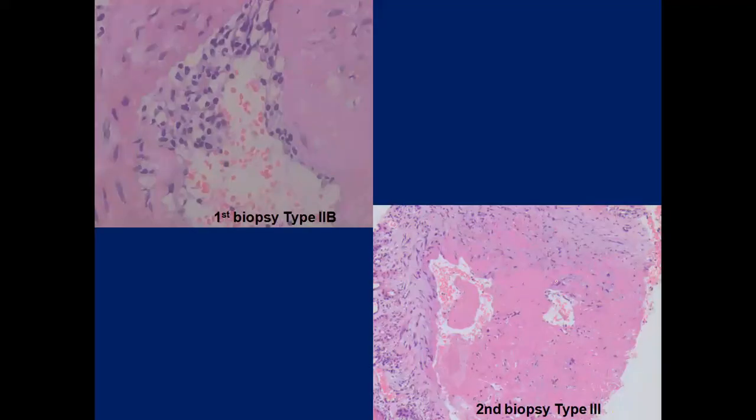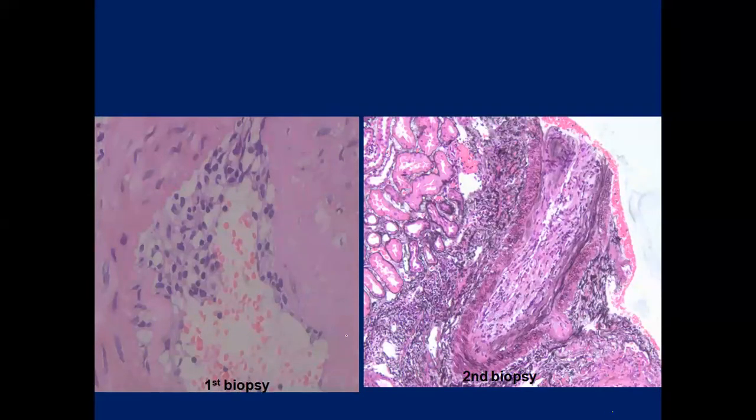Okay. This is just to highlight that you can see type 2B rejection in the first biopsy, and the second biopsy shows a type 3 vascular rejection. First biopsy shows rejection which is mild, and the second biopsy shows a transmural inflammation. You just see the lumen in the first biopsy, and you hardly see any lumen in the second; it is just a slit-like lumen. So that means the vascular rejection was more severe in the second biopsy.